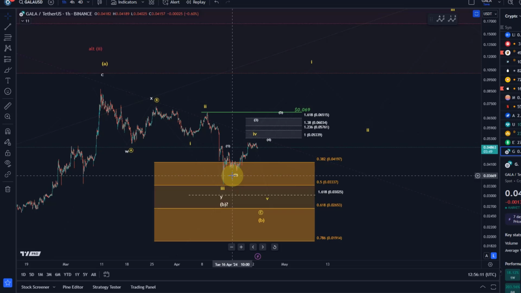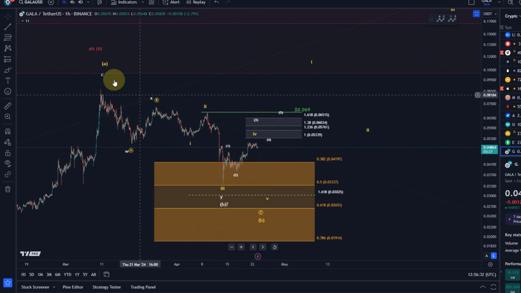But the coin, especially Gala, like many other coins, has actually reached a key resistance level now. So we've reached here the area just below the 100% extension level. Typically, to unlock more bullish potential, these coins need to break above their 100% extensions. So how do we calculate that?